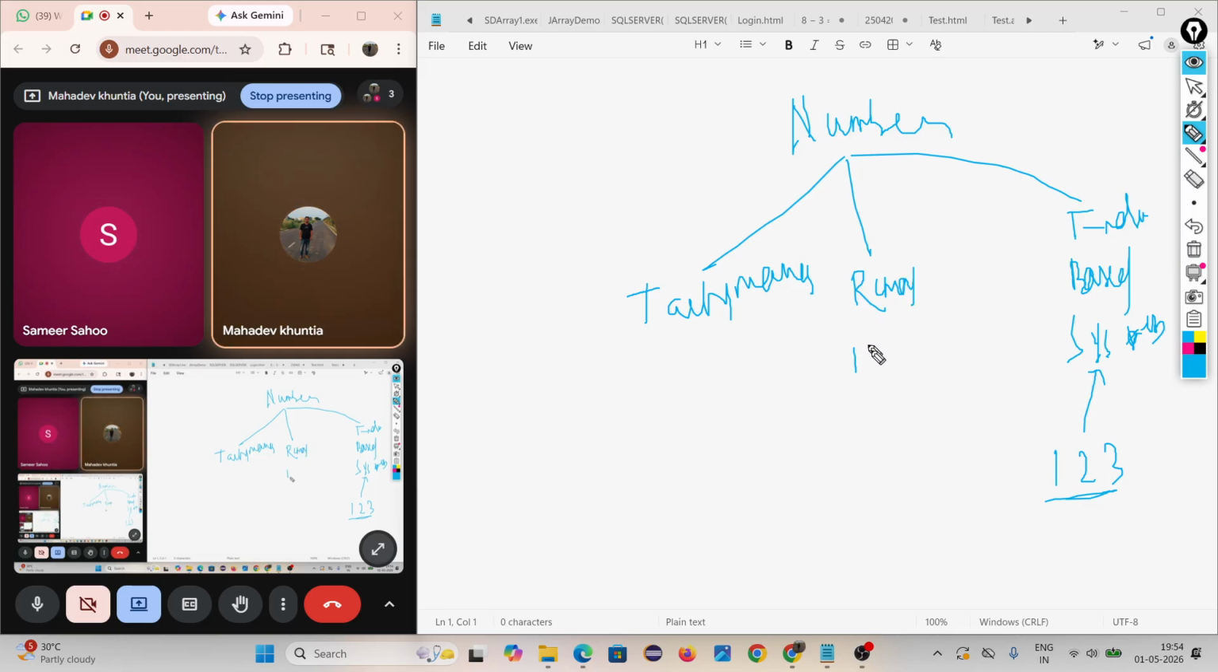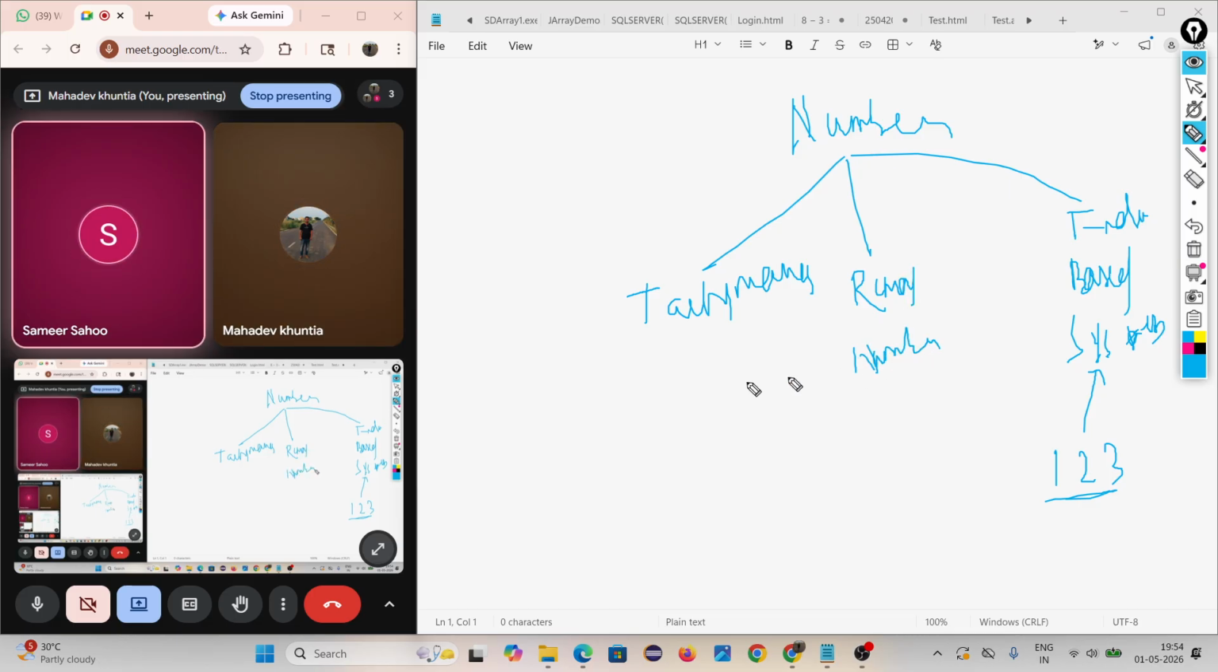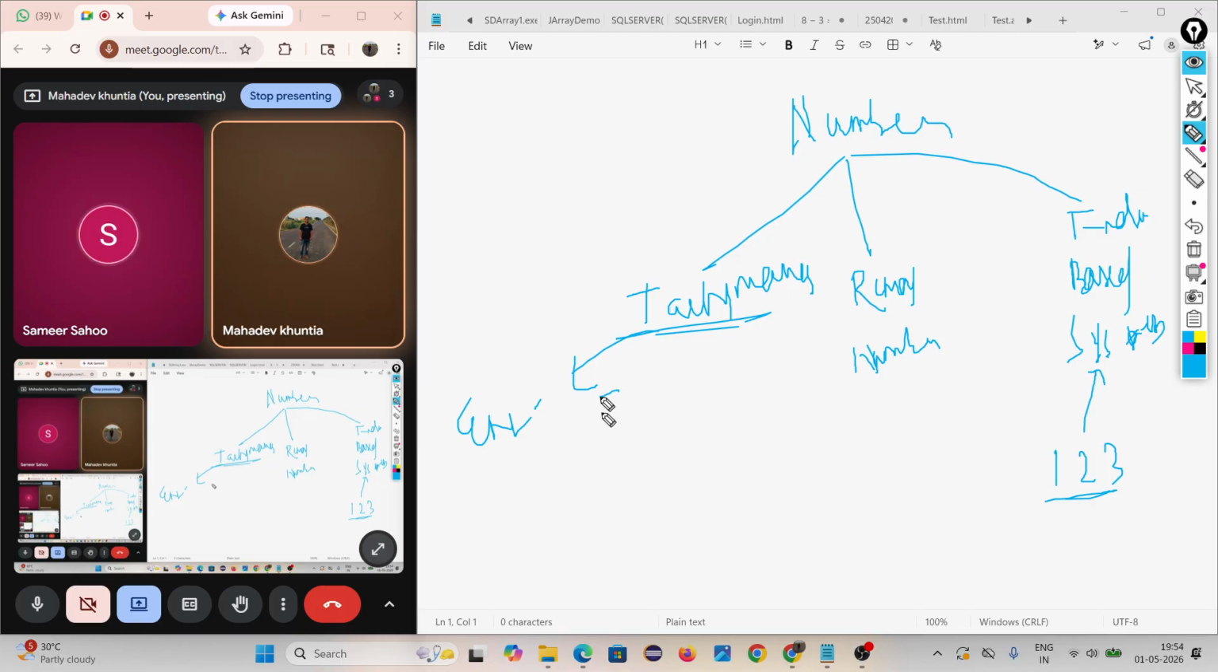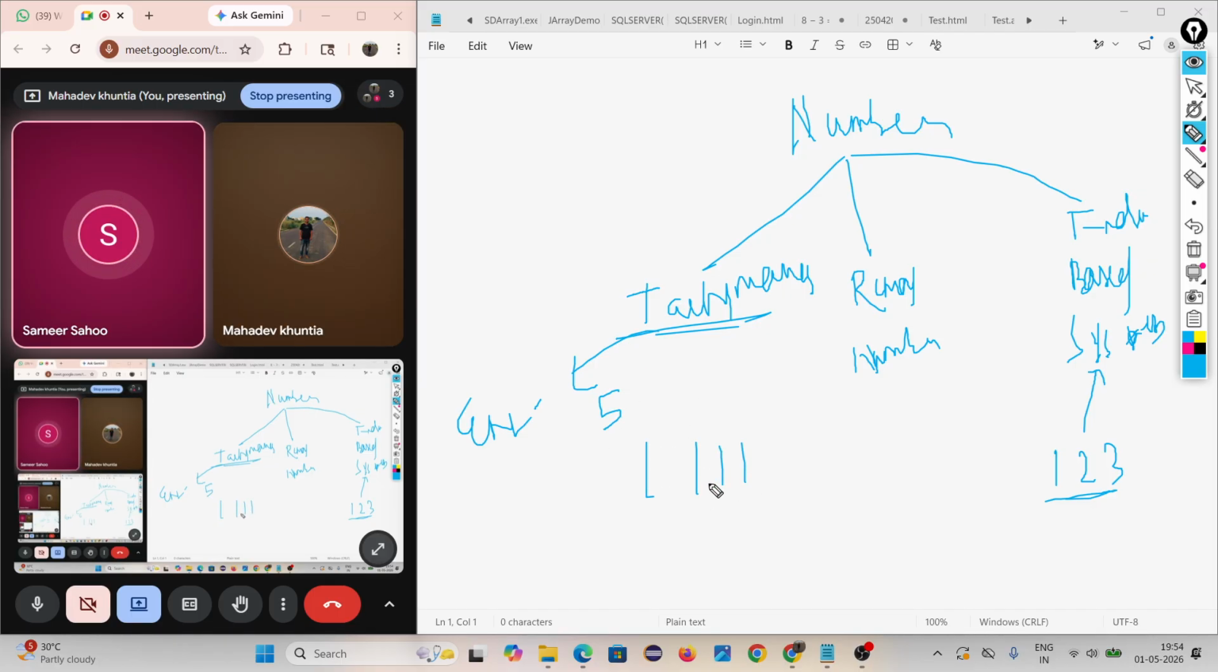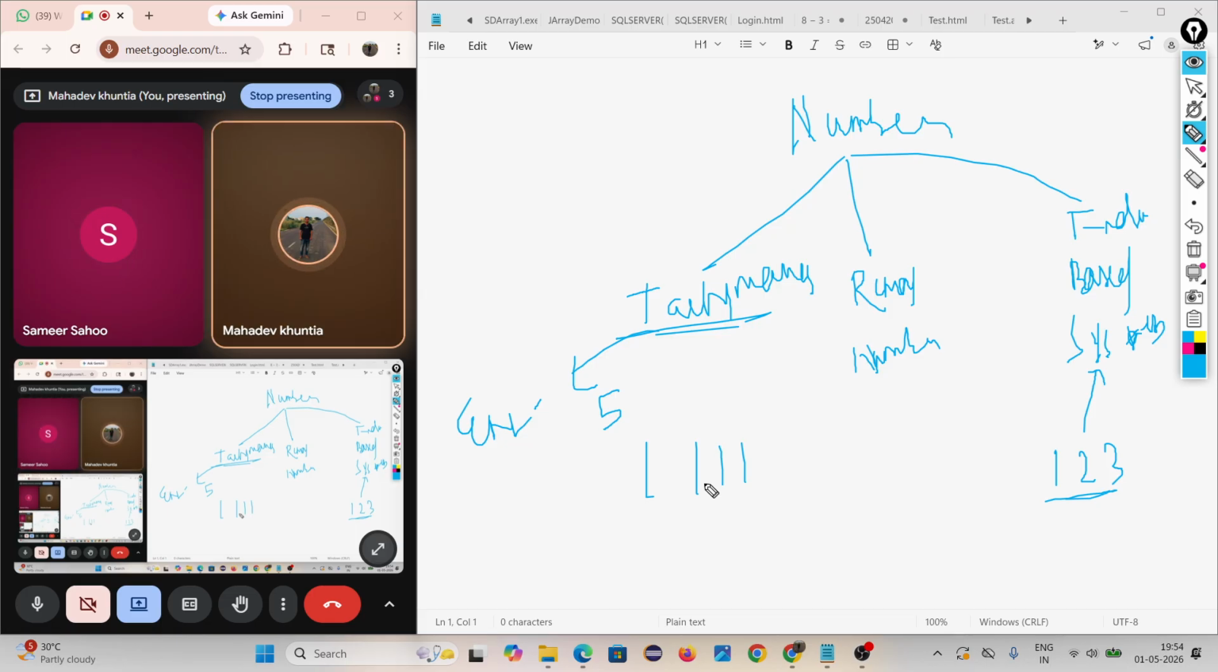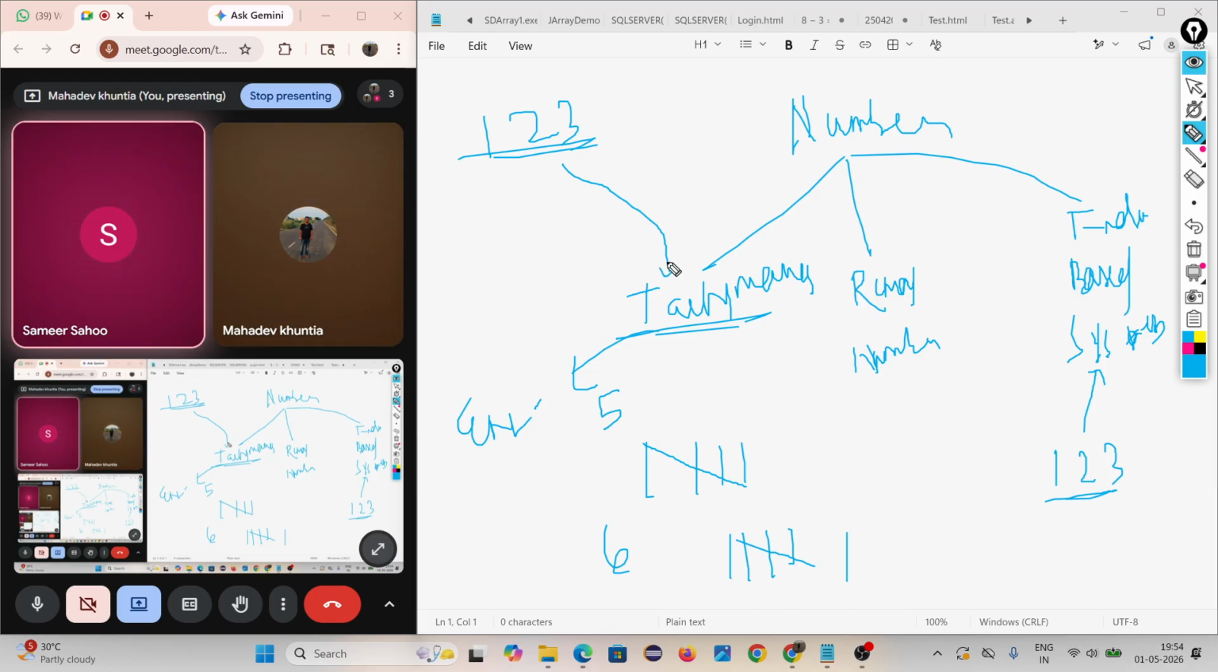Roman number. Tally marks means, look, example 5. Suppose I am representing 5 by tally marks. 1, 2, 3, 4. Vertically we draw four lines, and horizontally you draw one line. Like 6: 1, 2, 3, 4, 5, then one vertical line. But think na, if I tell you to write down 123 by tally marks, it's impossible. It will take much time.